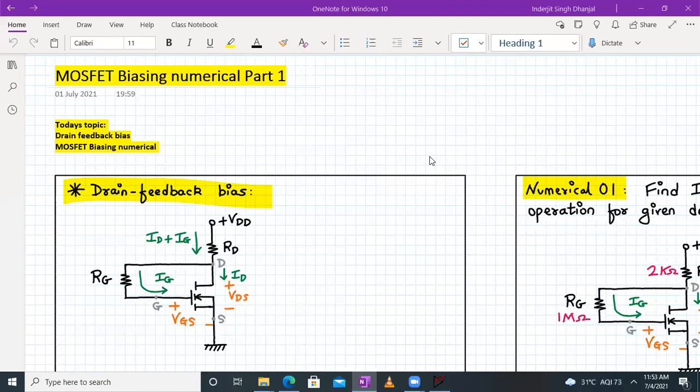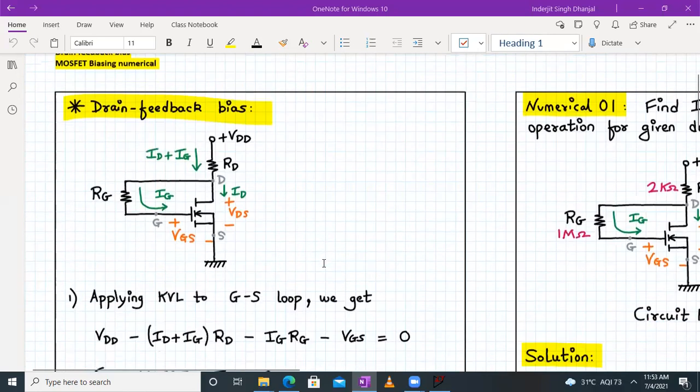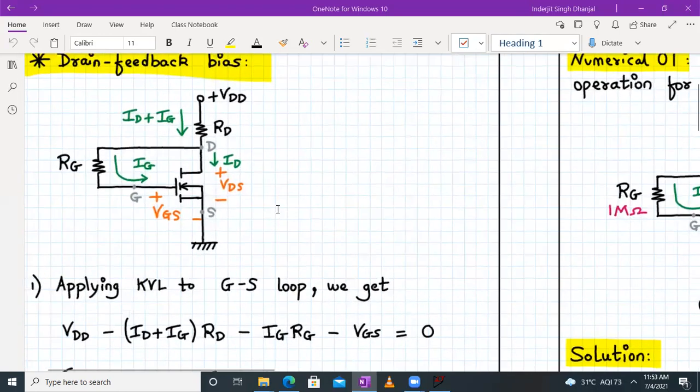Hello everyone, welcome to this session, and today we are going to discuss the MOSFET circuits at DC. So let us first start with the drain feedback bias.